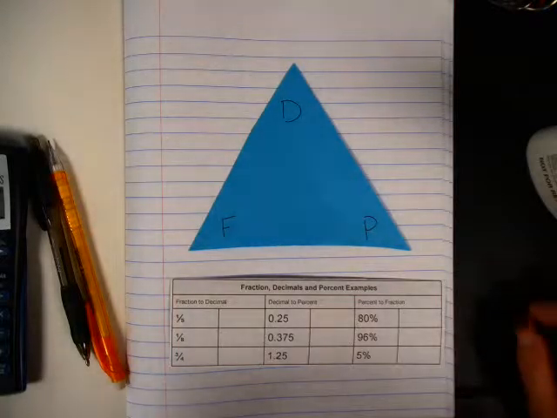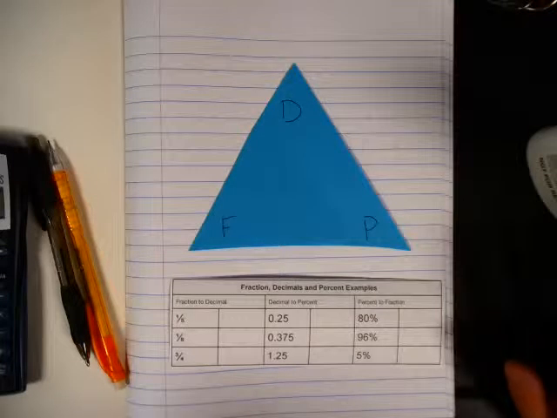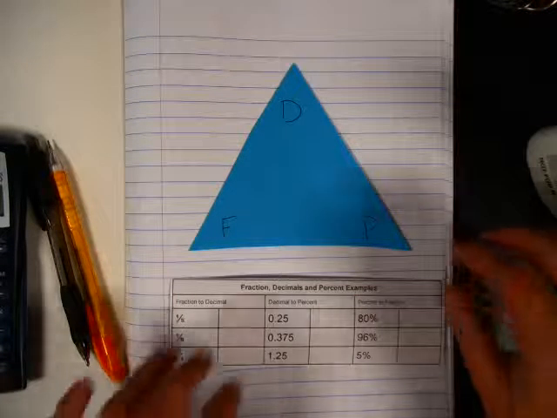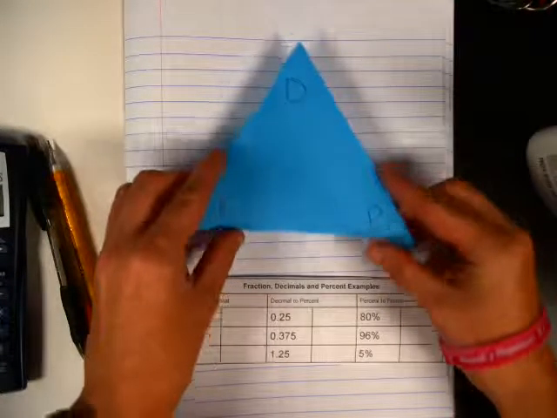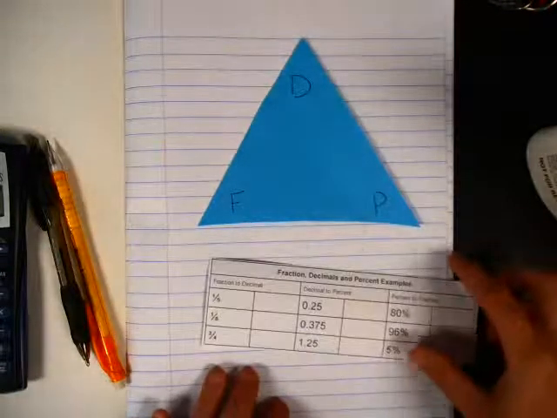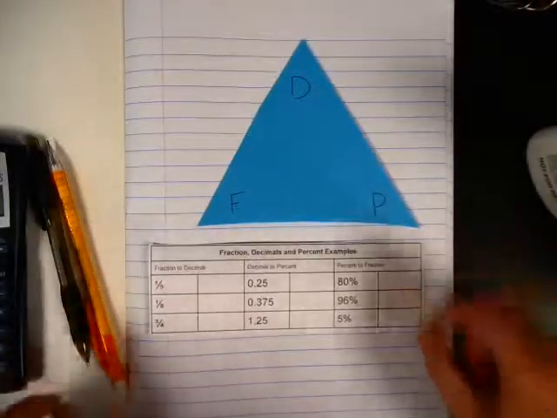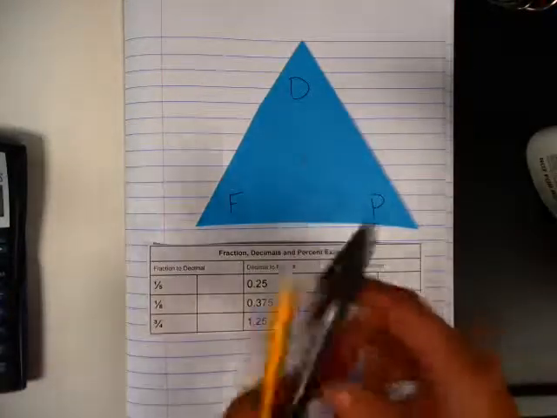We're going to be talking about fractions, decimals, and percents today. The things you need is you're going to need a little triangle foldable that I have handed you in class, this little chart that I also handed you in class. You need something to write with.